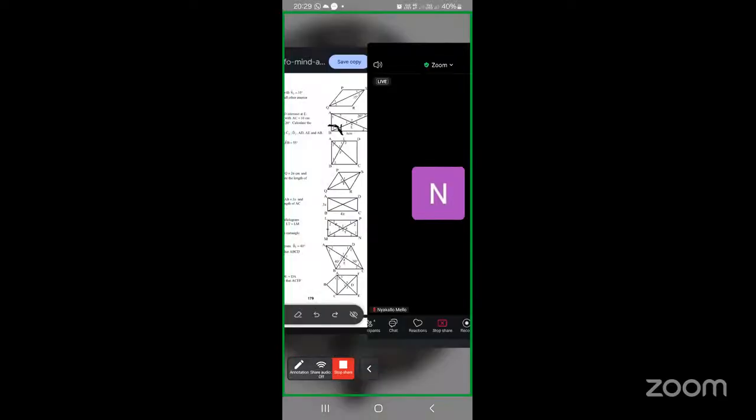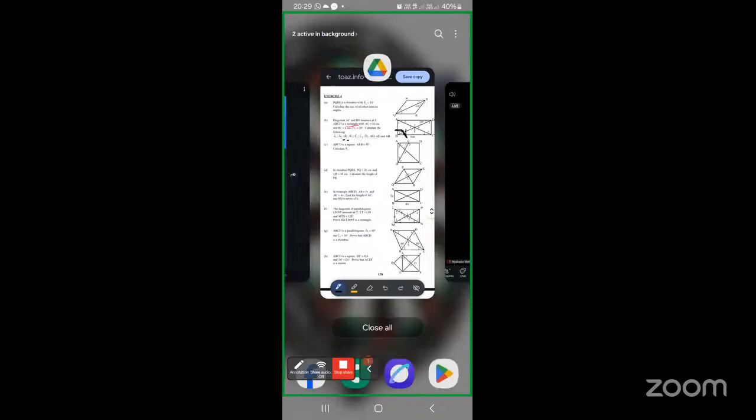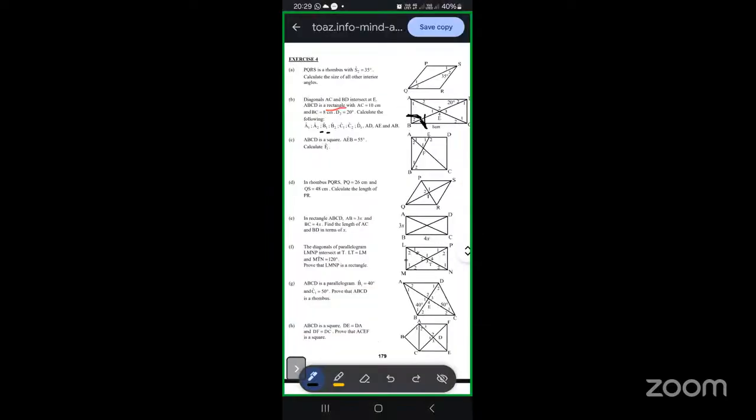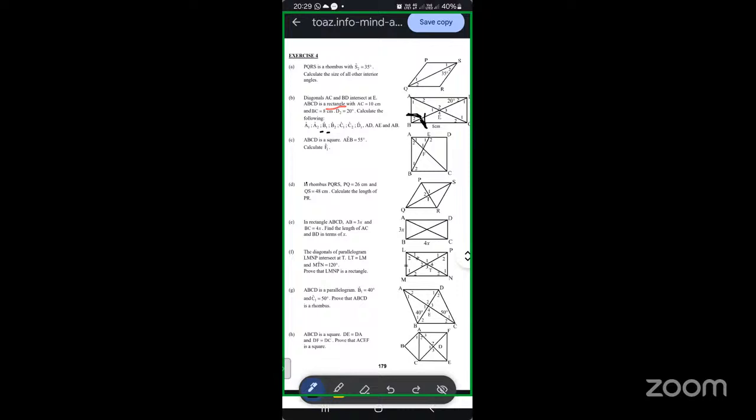Oh, we were here. I was asking if you guys agree when I say B2 is 70 degrees. Do you guys agree to that? Yes, sir. Can you guys hear me? Thank you, guys.